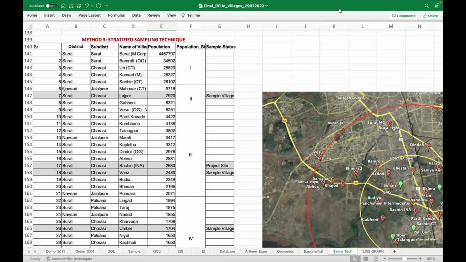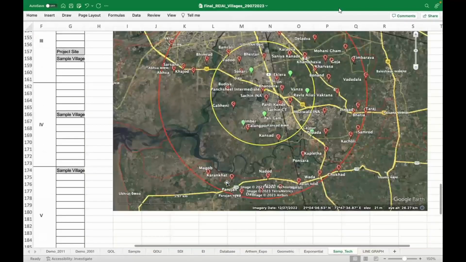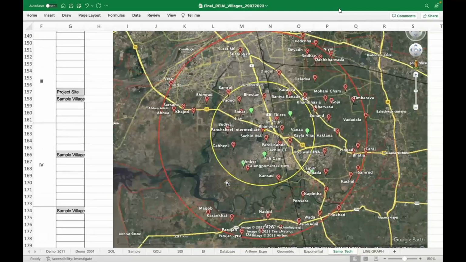Suppose there are more than 2 districts and there are 5 talukas. Then you make the first strata of districts. Within the district, you take a taluka. Within the taluka, you classify the villages, within the villages, you classify the population, and within the population, you classify the ST population. That is multi-strata, multi-stage strata. It depends upon your own way, how you are going to use the sampling technique.